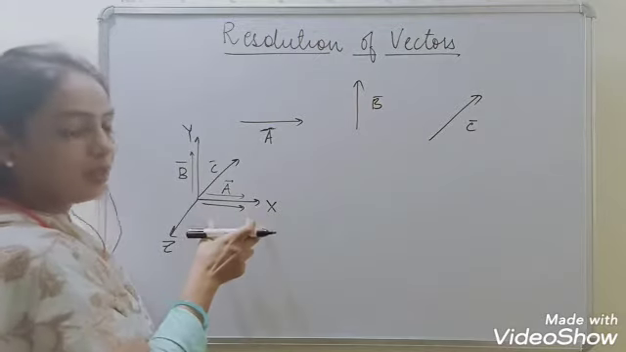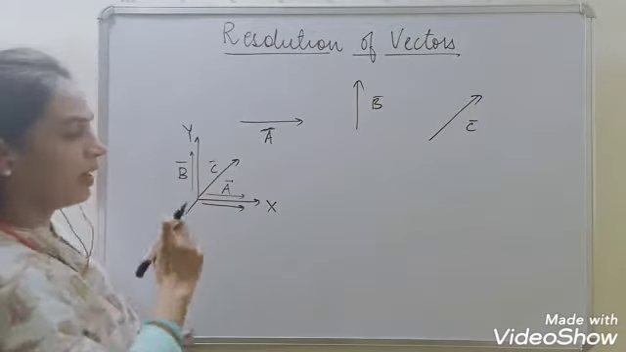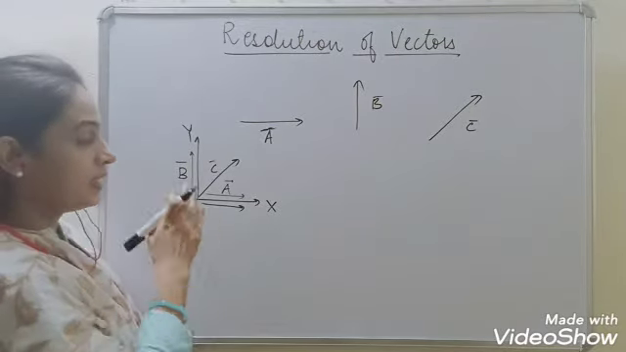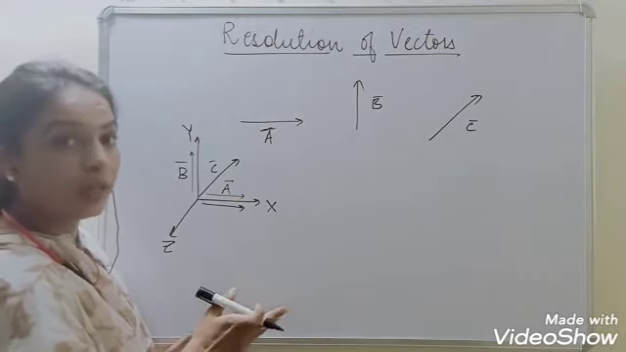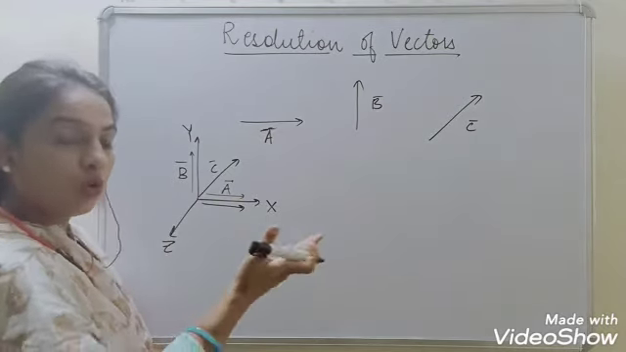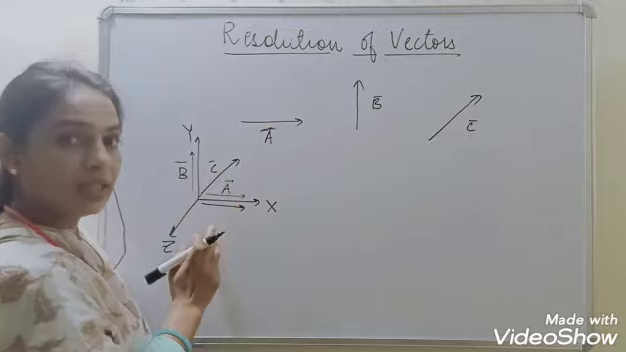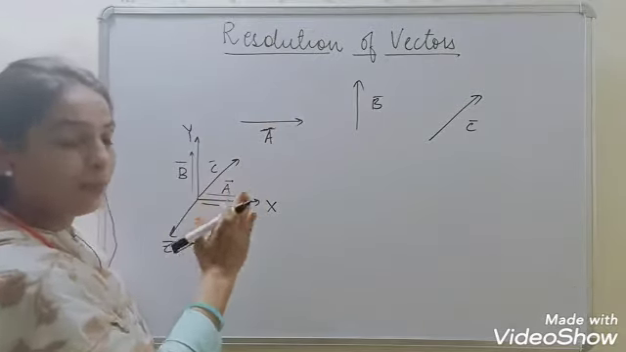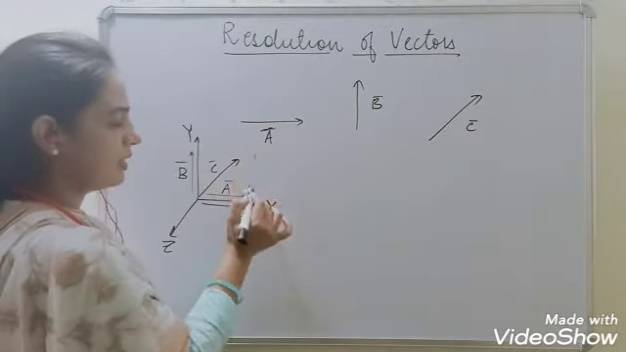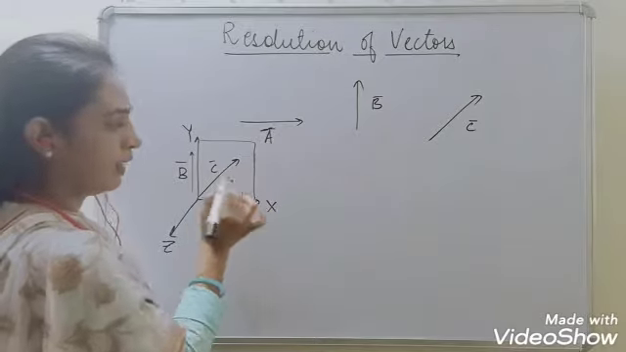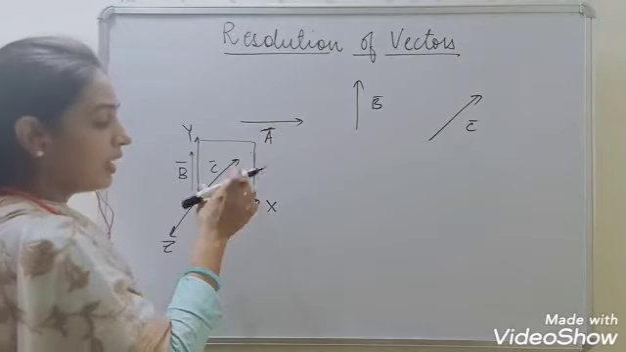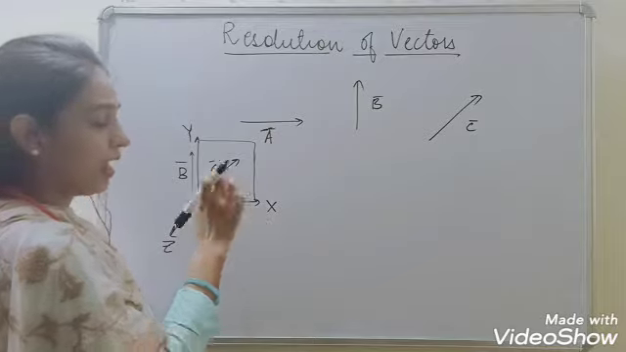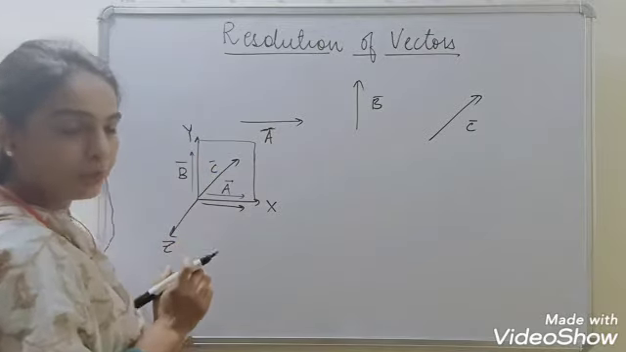What about vector C? See, vector C is like this. So it is neither in the x direction nor in the y direction, whereas it is in the xy plane. Remember, we studied coplanar vectors. So this vector C lies in the xy plane, in this plane. This is the xy plane. Okay, it is lying in the xy plane. That is, it has x component as well as y component.